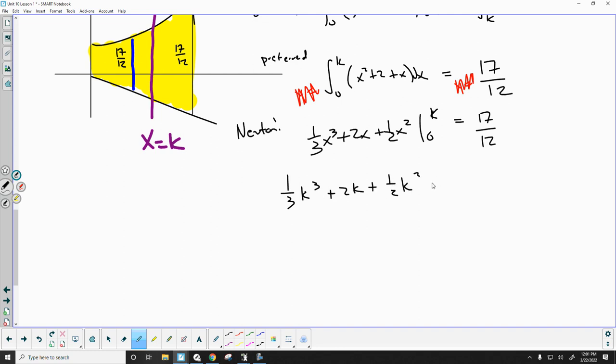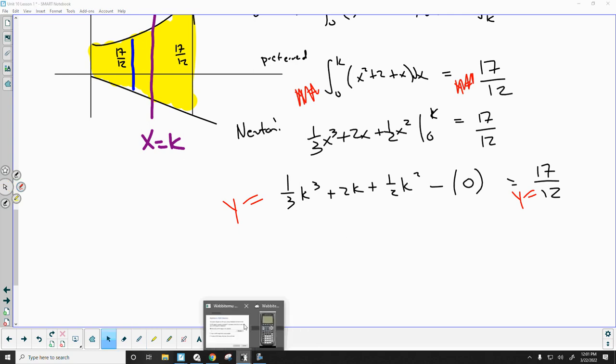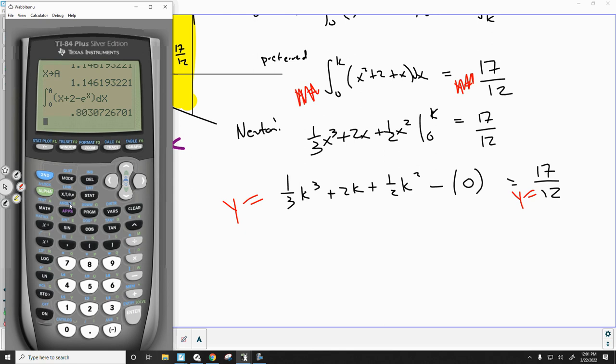And it just so happens for this example, the next example we're going to do, it's not going to happen. When we plug in 0, we get 0. Now we have an equation that can be solved using our calculator. Gotta do it really quickly. I know we have K's, but I'm gonna replace them with X's.